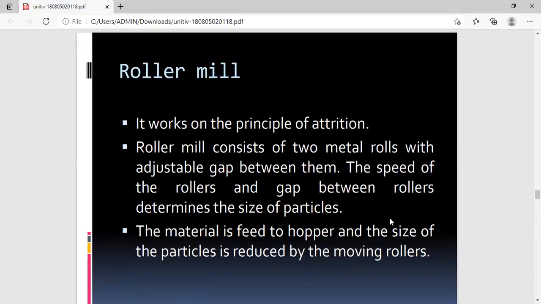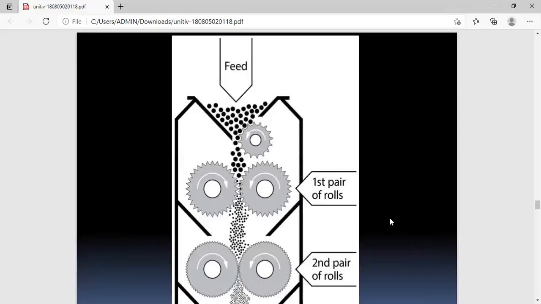Roller mill. It works on the principles of attrition. The roller mill consists of two metal rolls with adjustable gap between them. The speed of the rollers and the gap between the rollers determine the size of the particles. The material is fed to the hopper. The size of the particles is reduced by moving rollers. So it is plain and simple.